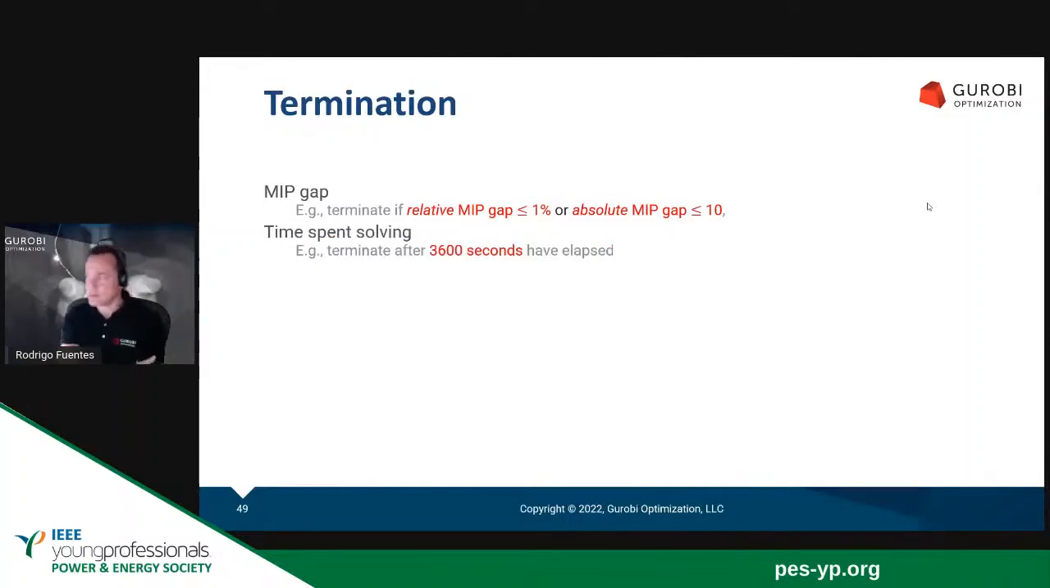You can also terminate Gurobi with a time limit. You can say, well, I want to terminate if the gap is within a certain value, relative or absolute, or if the time spent crosses a certain limit, let's say if I spend more than 1 hour, I can terminate. So you can provide all these termination criteria, and whenever you meet the first one, the solver will terminate, and you can experiment with this.